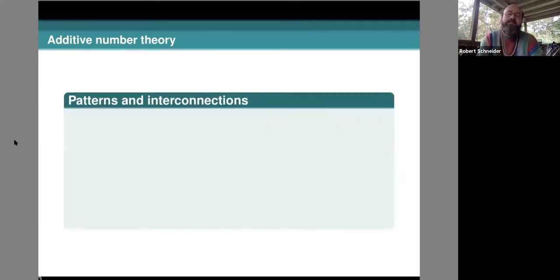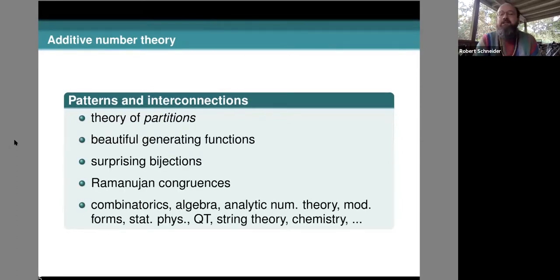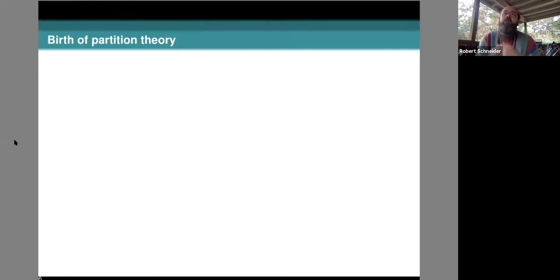On the additive number theory side, there are tons of well-known patterns and interconnections in the theory of partitions. Beautiful generating functions, really cool, surprising bijections. There are things like the Ramanujan congruences and applications throughout the sciences and mathematics in combinatorics, algebra, quantum theory, and all sorts of other places. So partition theory, while it is quite a simple theory, the theory of addition, is also very deep in its connections.